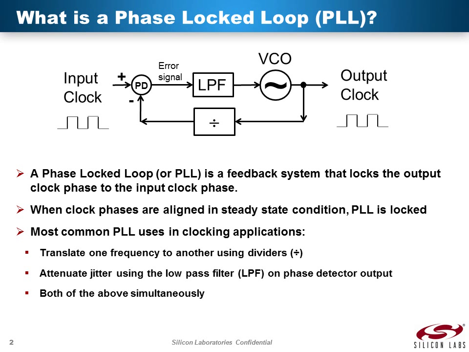When it comes to clocks, PLLs are most commonly used to: 1. Translate one frequency to another. This includes clock multiplication and/or division. 2. Attenuate jitter by using a specific frequency response low-pass filter to filter the phase detector output before driving the VCO. Or 3. A combination of frequency translation and jitter attenuation.